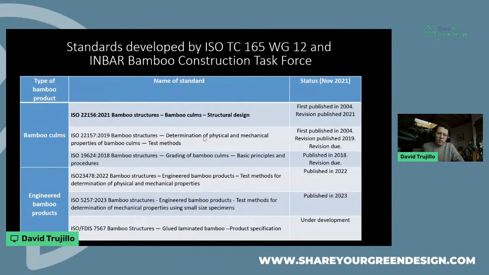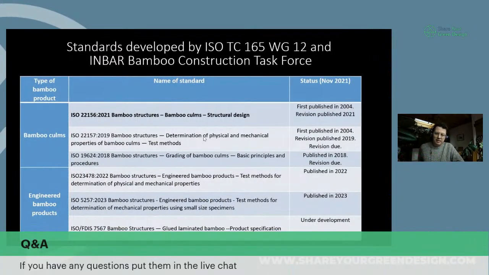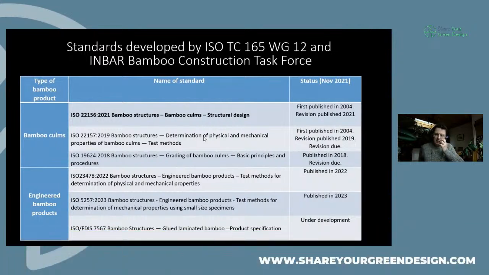And since then, we have developed 5 standards, and there's a 6th one in process, and there are some others that are in earlier stages. So we have 3 standards for bamboo culms. One is the one I'm going to talk most about, which is structural design. We have one for tests for determining physical and mechanical properties, and we have one for grading, which I'll just briefly talk about. And we have 2 for engineered bamboo, and they are mainly focused on the testing of engineered bamboo.